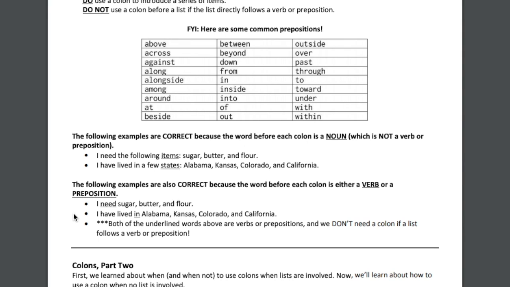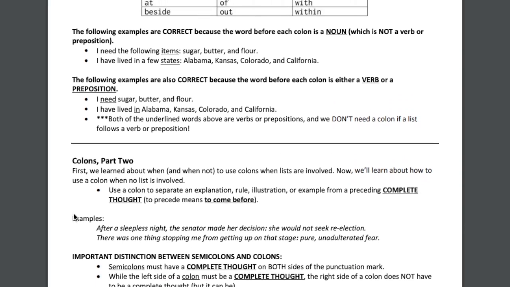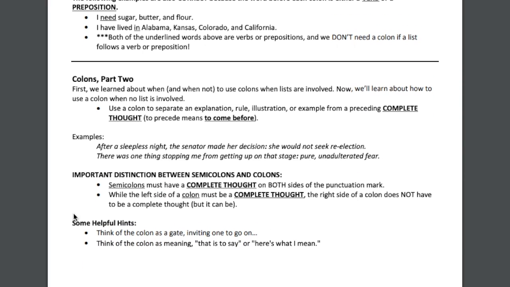The second part is what you will see more often on something like the ACT. You probably won't see many lists on the ACT. This is, in my opinion, even more confusing because, like I said, the rules aren't as hard and fast. So you can also use a colon to separate an explanation, rule, illustration, or example from a preceding complete thought. Here are examples. These are both written correctly.